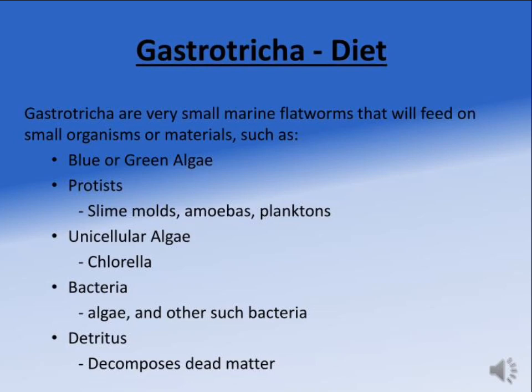Gastrotricha diet. Gastrotricha are very small marine flatworms that feed on small organisms or materials such as: first, blue or green algae. Second is protists. Examples of protists are slime molds, amoebas, and planktons. Third is unicellular algae. An example is chlorella. Fourth is bacteria. Last is detritus. An example is decomposing dead matter.